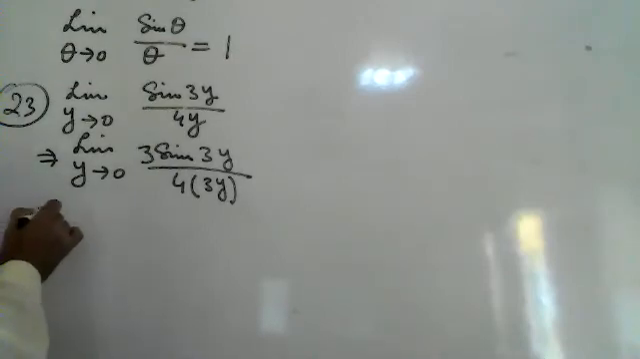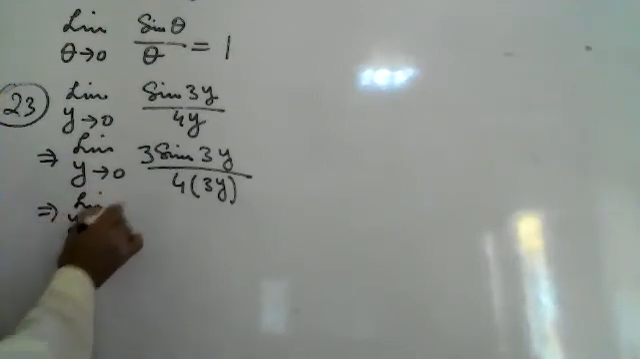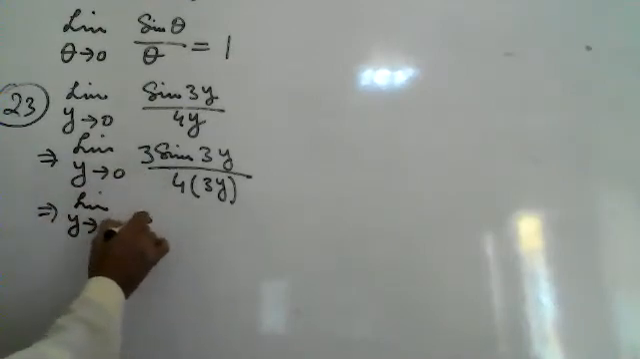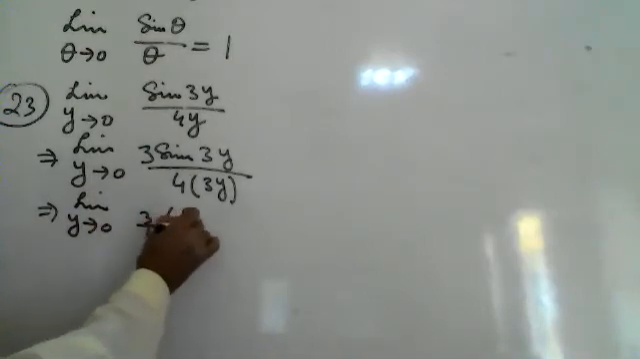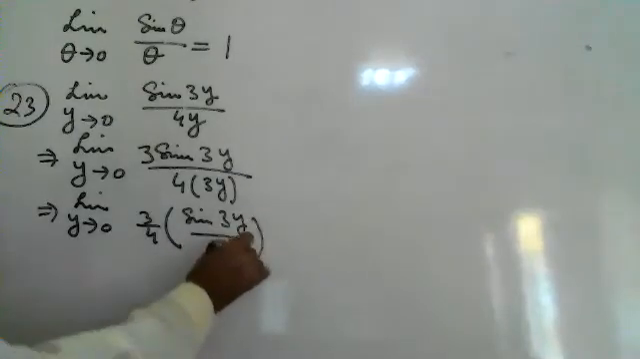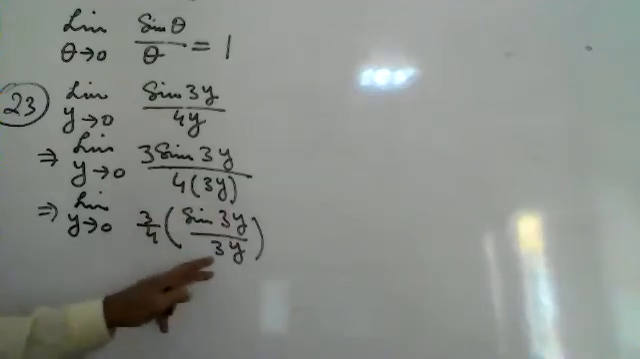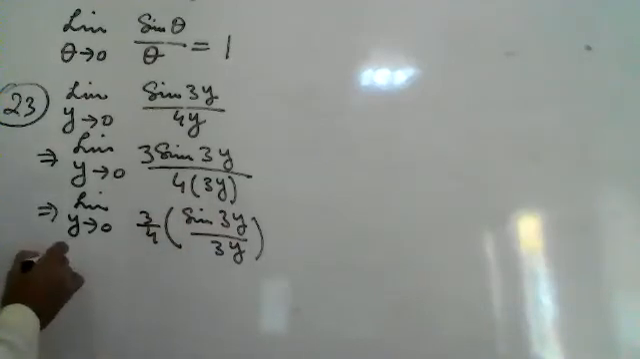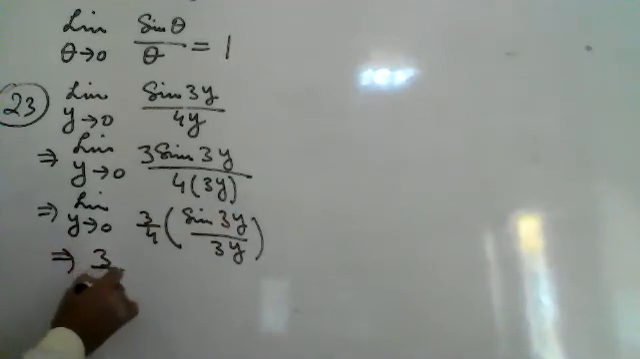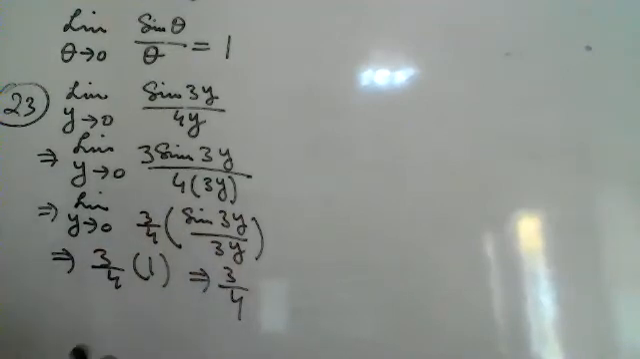So it will become limit y tends to 0, this is 3 upon 4 into sine 3y upon 3y. Put the limit. The limit of this one will be equal to 1. So it is 3 upon 4 into 1. The answer is 3 upon 4.